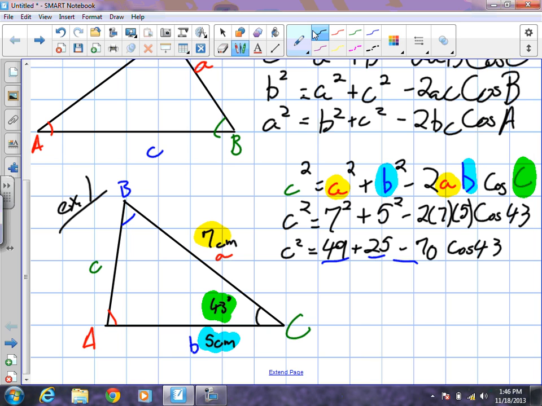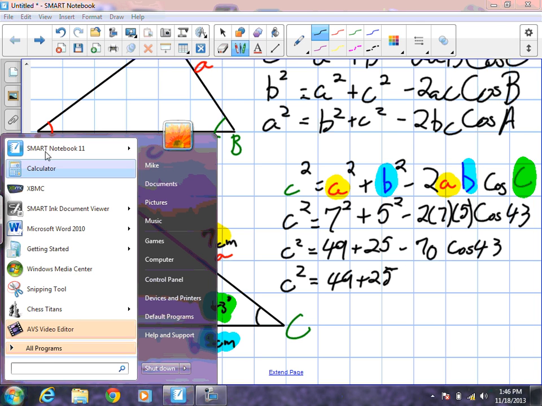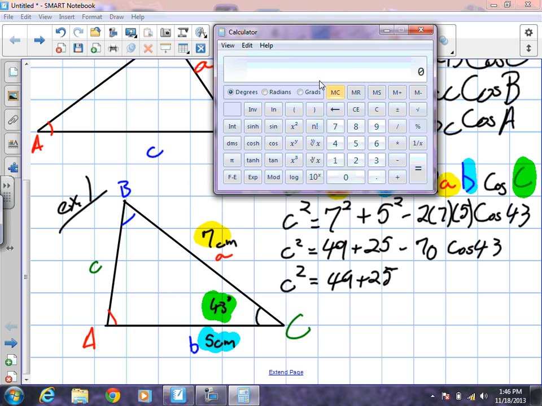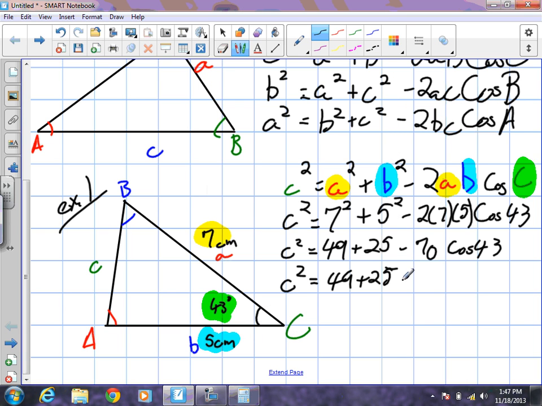So, C squared is equal to 49 plus 25, and then cos 43. So let's get a calculator out. What is it? 0.7, and I have to multiply that by negative 70. So times 70 when it's negative is equal to negative 51.19. Okay? So subtract 51.19. Now I can add these values and subtract this value.